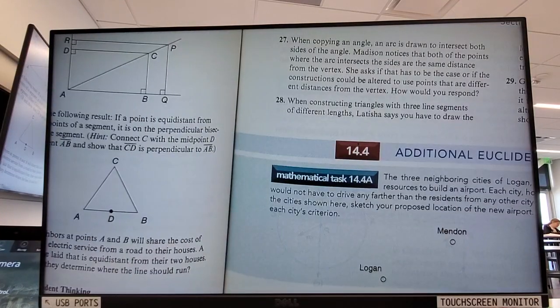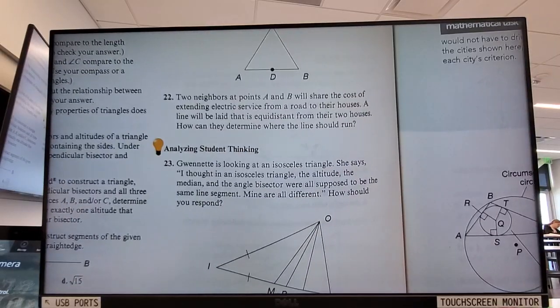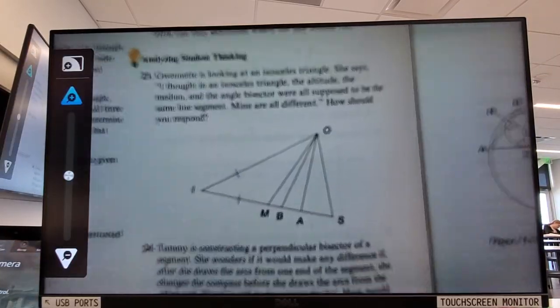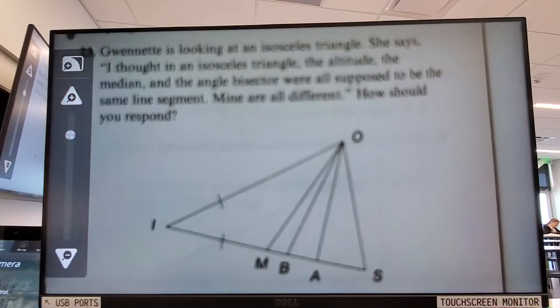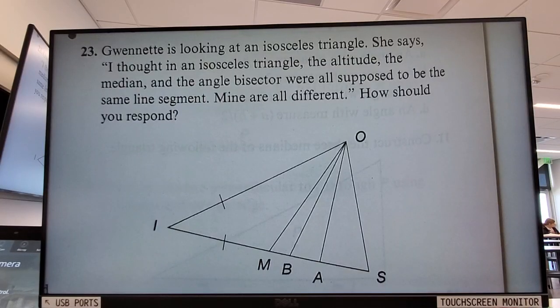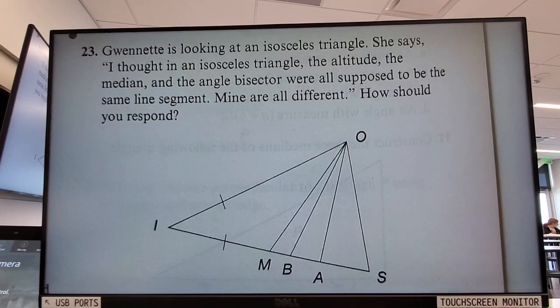23? Yeah. Oh, yeah. This one? Uh-huh. Okay. So Gwynnett's looking at an isosceles triangle. I thought in an isosceles triangle, the altitude, median, and the angle bisector are all supposed to be the same lines. Mine are all different. How should you respond? Oh, okay. So this one's kind of like the median is the one we just did. You got it? Right?